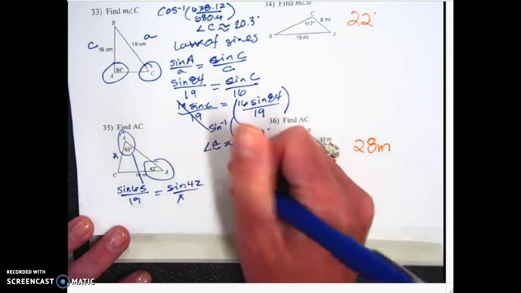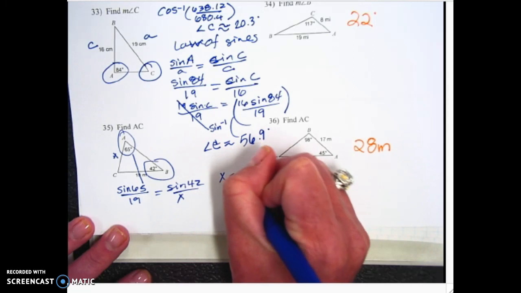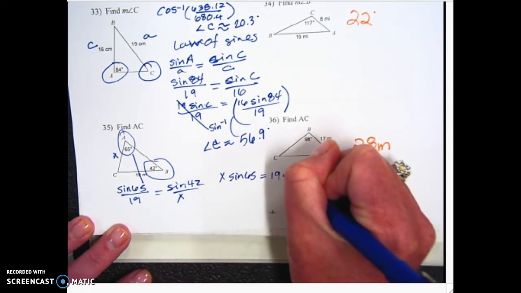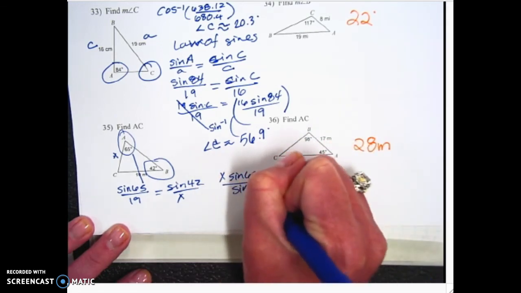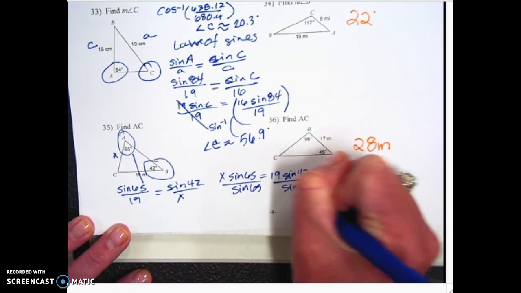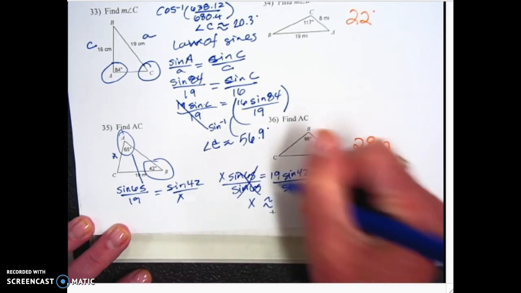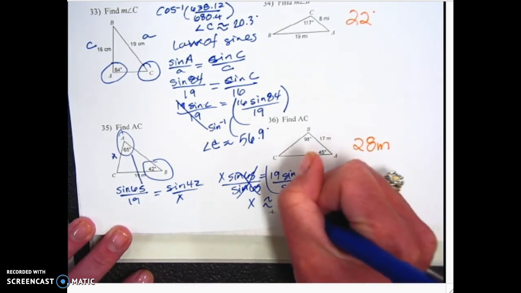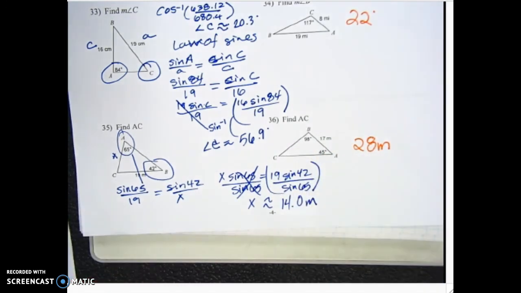From there I do the cross product. So I'll have X times the sine of 65 equals 19 times the sine of 42. Divide both sides by the sine of 65. These guys cancel over here. Type all this in the calculator, and I got roughly 14.0 units. All right.